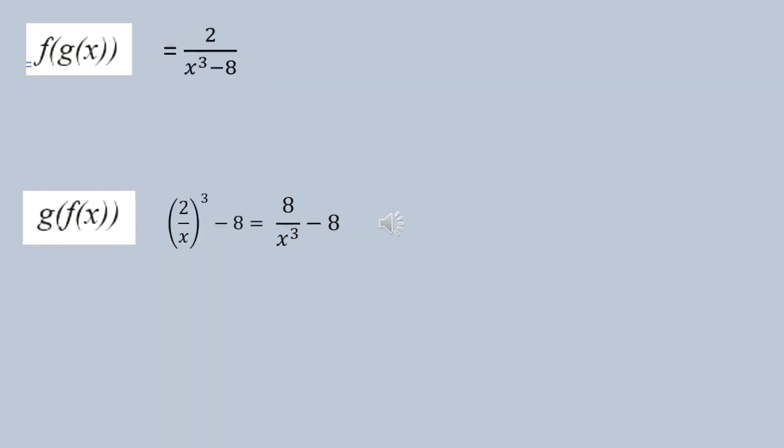Here we have composed the two functions with which we have been working. If you use g as the input, notice that f, which was 2 over x, becomes 2 over x cubed minus 8. If you use f as the input, then x cubed minus 8 becomes 2 over x cubed minus 8, and you can simplify that to be 8 over x cubed minus 8 if you would like.